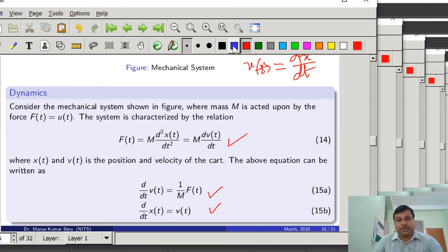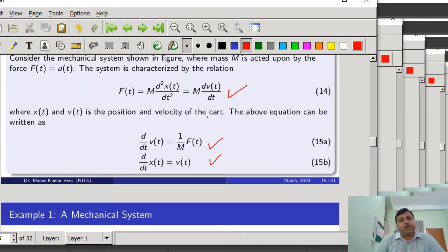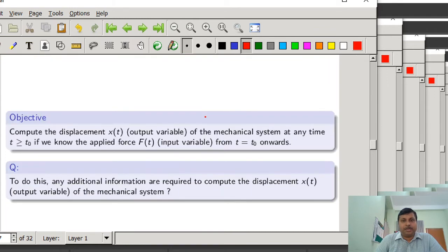Okay, now let us go forward, and what is our objective here? That has to be clear. The objective here is to compute the displacement x(t), which is our output variable of the mechanical system, at any time t greater than t0, if we know the applied force f(t), that is the input variable, from t equal to t0 onwards. So actually we want to know what is the displacement of the system if we have applied a force. That force is known to us, that is the input to the system from t equal to t0 onwards.